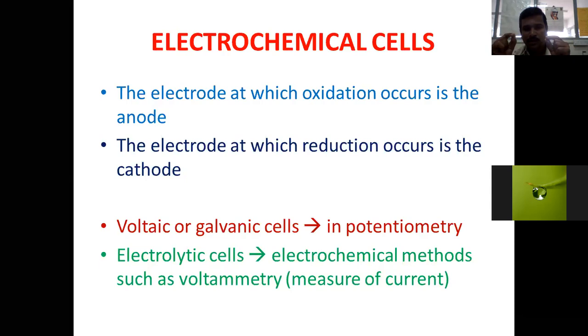There is a generation of a huge potential difference, and the change in potential difference is what you are going to measure. At the equivalence point you will observe a rapid change in the potential difference, which is the electrical energy. This is what we measure in potentiometric titrations. So the electrochemical cell used in potentiometry is called a voltaic or galvanic cell.